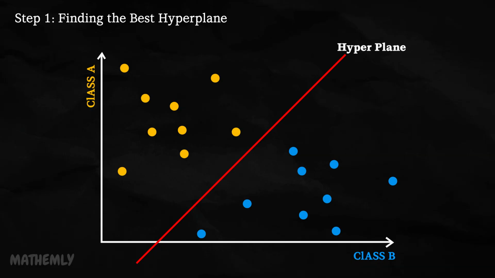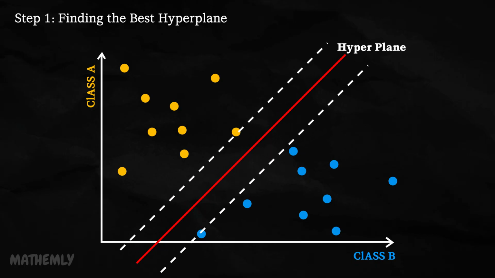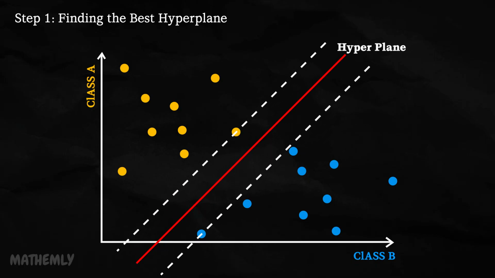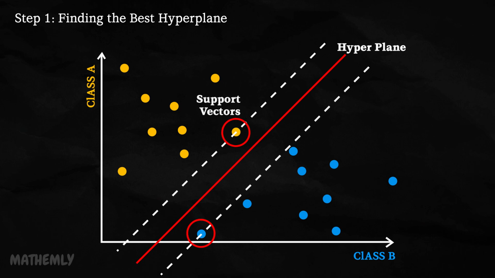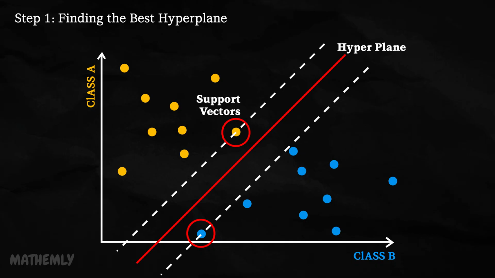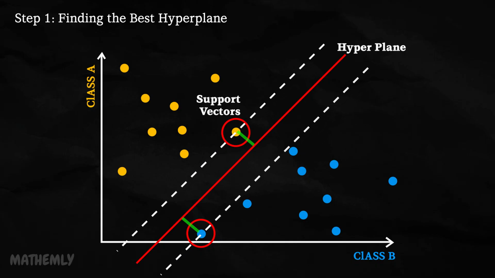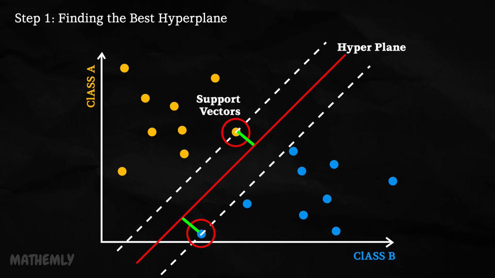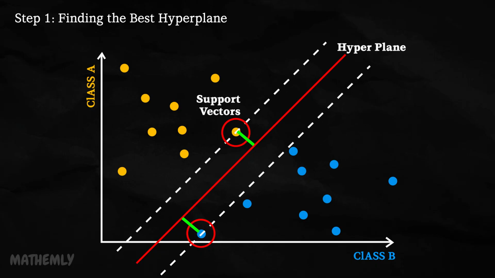Unlike other classifiers that might just draw a line to separate classes, SVM maximizes the margin between the closest data points of both classes. The data points that are closest to this hyperplane are called support vectors. These points play a crucial role in defining the boundary as they directly influence its position. The larger the margin between the support vectors and the hyperplane, the better the model generalizes to unseen data.